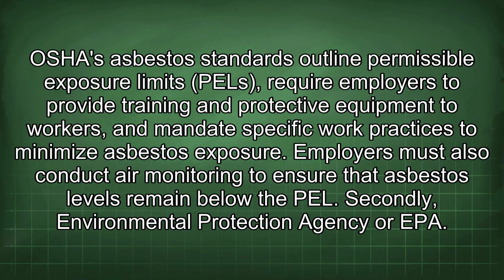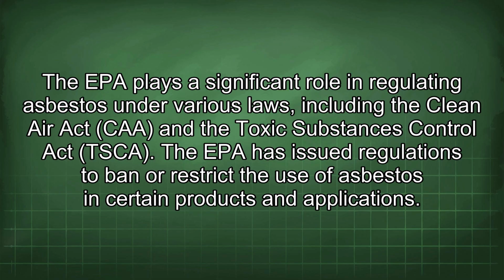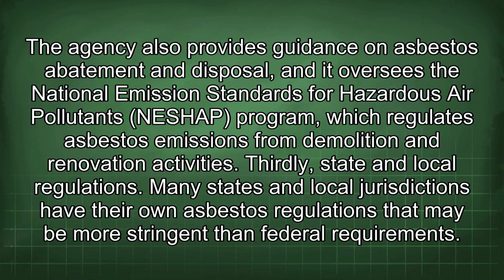Secondly, Environmental Protection Agency, or EPA. The EPA plays a significant role in regulating asbestos under various laws, including the Clean Air Act (CAA) and the Toxic Substances Control Act (TSCA). The EPA has issued regulations to ban or restrict the use of asbestos in certain products and applications. The agency also provides guidance on asbestos abatement and disposal, and it oversees the National Emission Standards for Hazardous Air Pollutants (NESHAP) program, which regulates asbestos emissions from demolition and renovation activities.